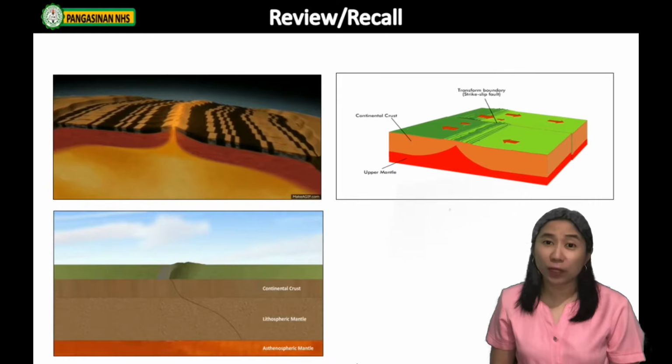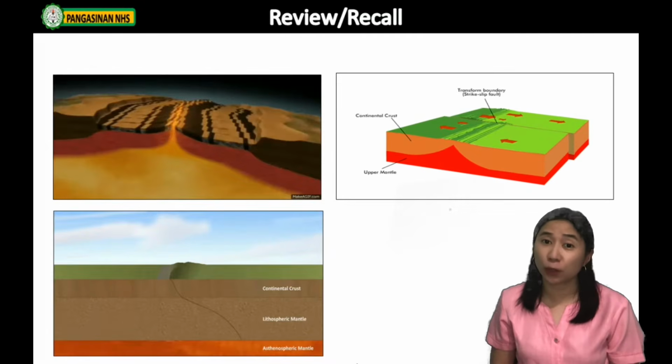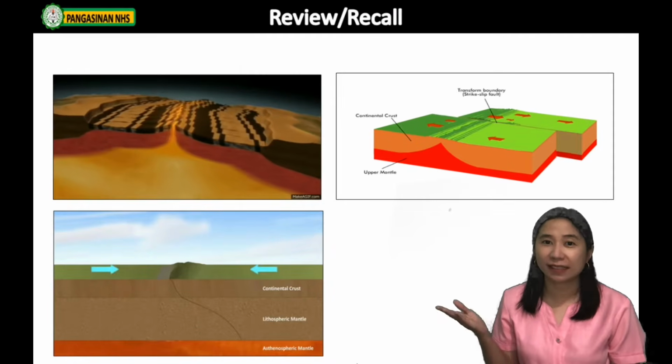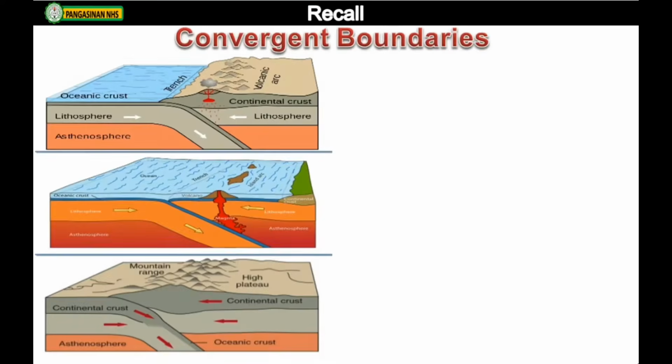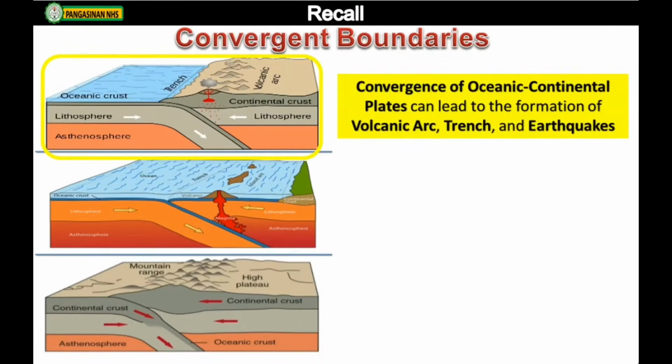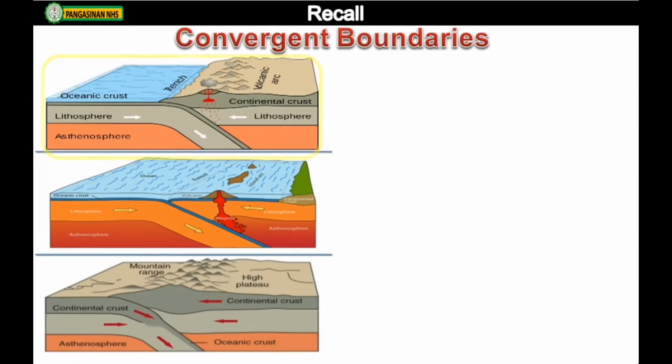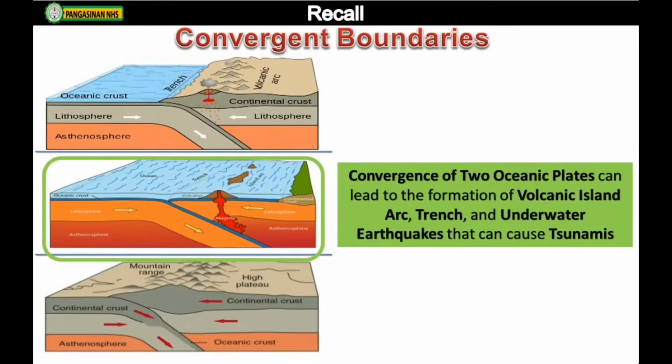In Lesson 3, you have learned about the different processes that occur along the plate boundaries. Convergent boundaries. Convergence of oceanic and continental plates can lead to the formation of volcanic arc, trench, and earthquakes. Convergence of two oceanic plates can lead to the formation of volcanic island arc, trench, and underwater earthquakes that can cause tsunamis.